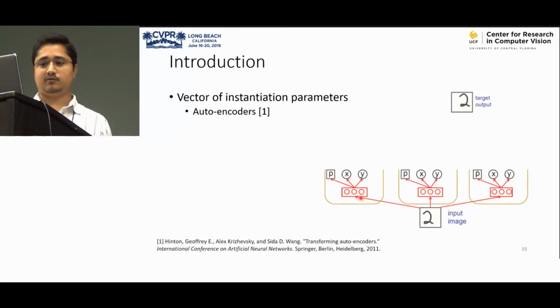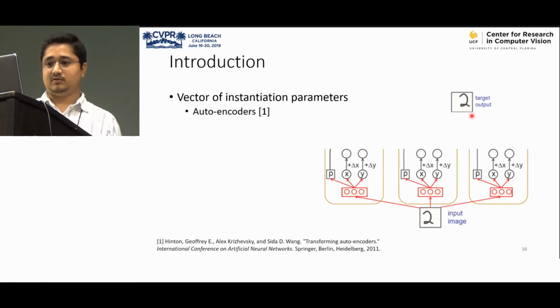To train such a network, the idea was we make some transformations to the input image. In this case, we have shifted this input image somewhat to the right. And to train this network, what we do is we try to reconstruct this transformed image. And the way it was done is we will pass these transformations, these delta x and delta y, which were used to transform this 2 in this image, and feed that as input to the capsules.